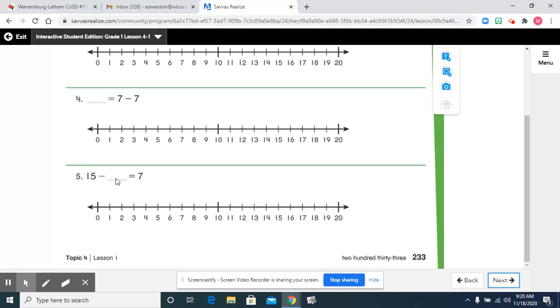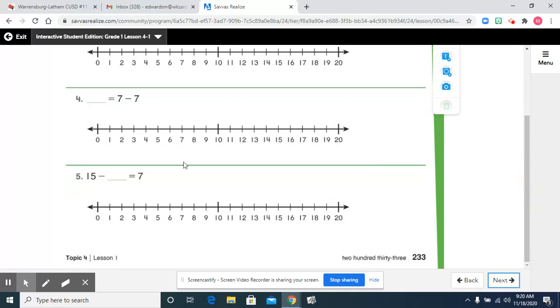So what you need to figure out is, if I start on 15, how many do I have to take away to land on 7? So start on 15, count back, and then stop when you get on 7, and then write your answer in the blank. Now, when you're done and you write an answer in the blank, please check your answer. So do 15 minus whatever you put in here and make sure it equals 7. Okay? So number 5 is a little tricky, but you should be fine.